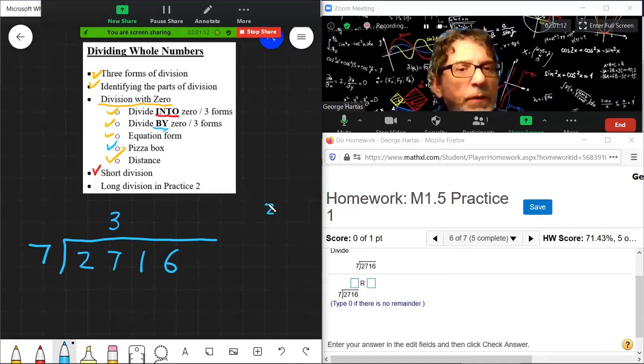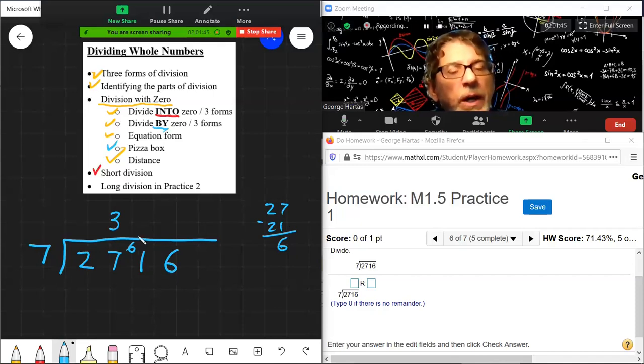So what is the difference between 27 and 21? Because that's a remainder. 6. You could do this in your head, or you could do it on the side like this. So 6 is how much remains. The difference between 27 and how close 7 can get, which is 21, is 6. All right, so the 6 goes right over here, right up to the top left of this 1, the next digit over.